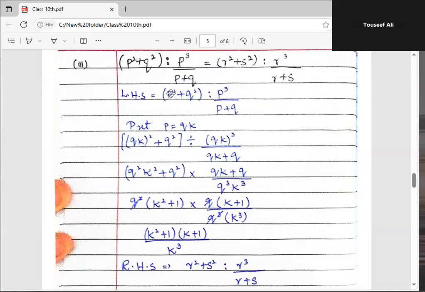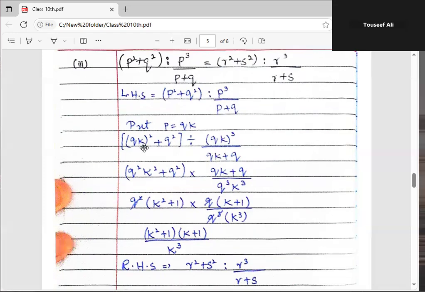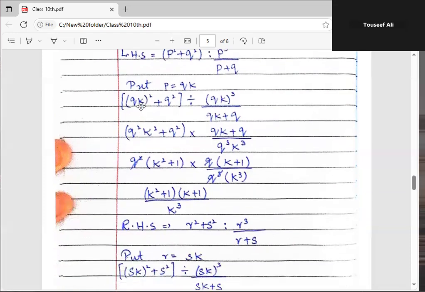In place of p, I replace qk: (qk) whole square plus q square, divided by (qk) whole cube, divided by qk plus q. Change this ratio into division form. Here the square is on q and k also, so I separate it: q square k square plus q square. And we have to change this division into multiplication.